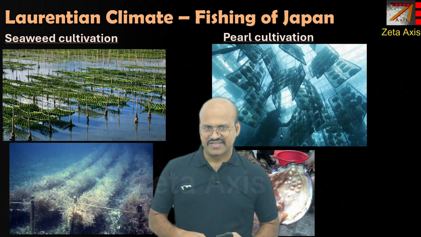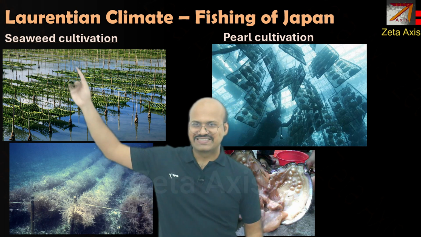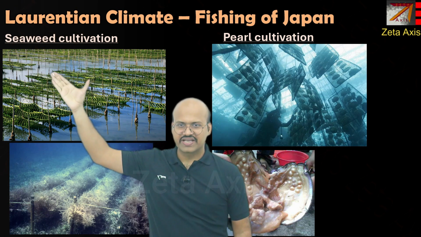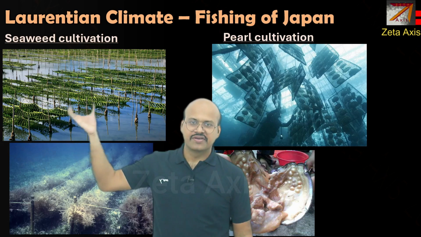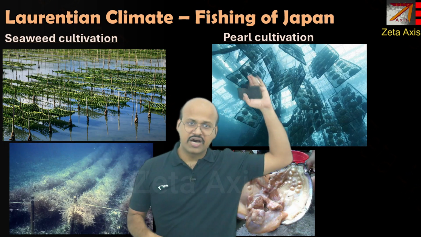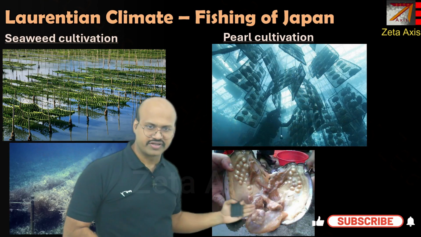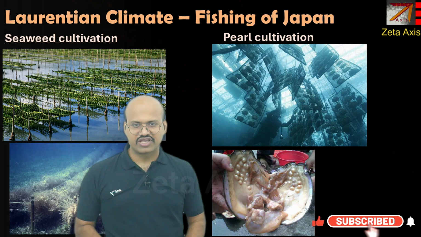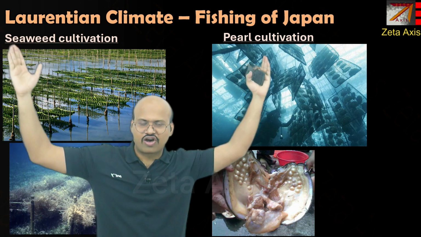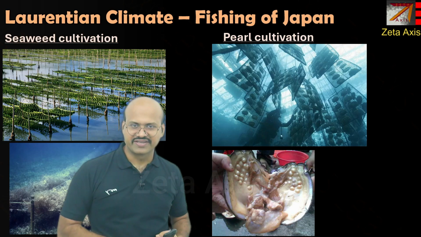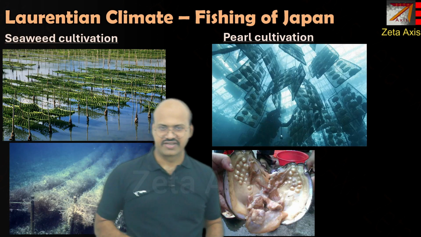Another modern activity carried out in Japan is seaweed cultivation. Here we can see that seaweed is cultivated both for consumption as well as medical purposes. Pearl cultivation is also done, which is used for making ornaments. It also has some medicinal values. So both of these are very advanced types of farming done in the Japanese fishing industry.